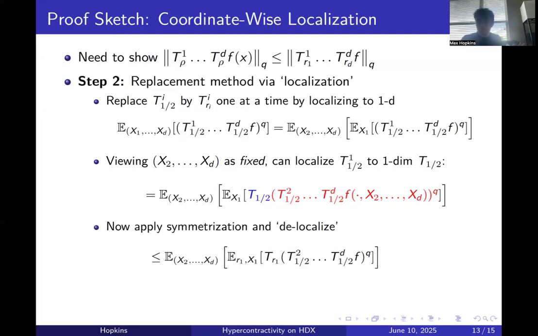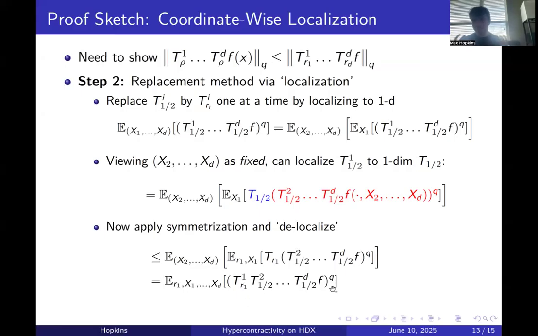And that means that I can apply the one-dimensional symmetrization theorem. Right? So this will get me to, again, this outer expectation on x_2 through x_d of the inner expectation, now over r_1 and x_1, because I've applied the symmetrization theorem. And now I can pull these back to the global expectation. I can delocalize, and I end up with the expectation over T_{r_1}, and then the remaining is T^{1/2} f.